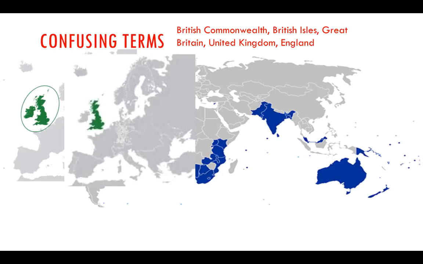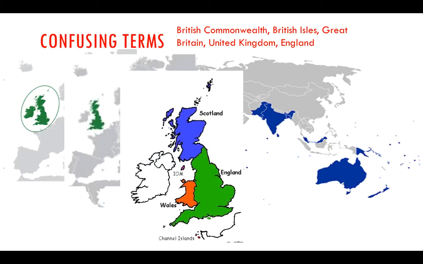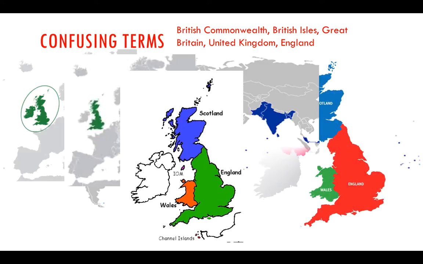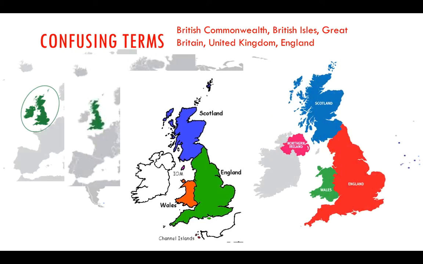Okay, from Great Britain, we can zoom in even further, and you can see that it's made up of three different nations: Scotland, England, and Wales. So England is a nation located on the island of Great Britain. From there, the United Kingdom includes Scotland, England, Wales, but it also includes one more nation, and that is Northern Ireland. Those four nations together make up the UK.